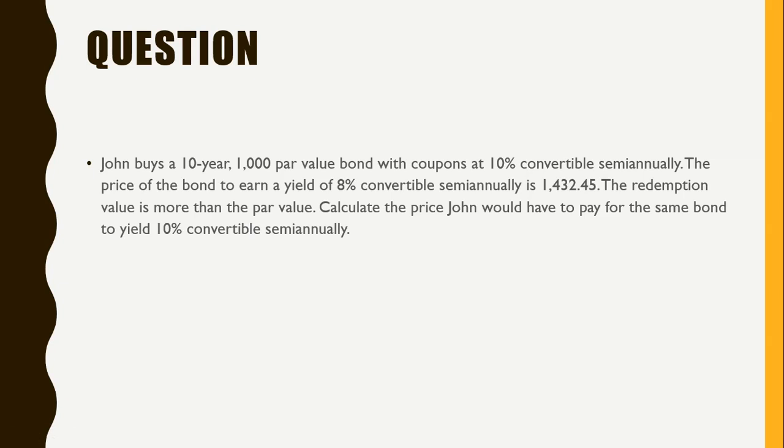So let's look at the question. John buys a 10-year £1,000 par value bond with coupon at 10% convertible semi-annually. The price of the bond to earn a yield of 8% convertible semi-annually is ringgit 1,422.45. The redemption value is more than the par value. Calculate the price John would have to pay for the same bond to yield 10% convertible semi-annually.